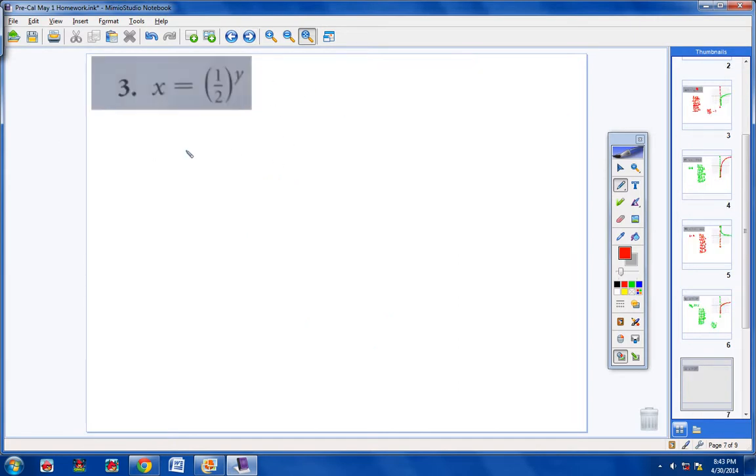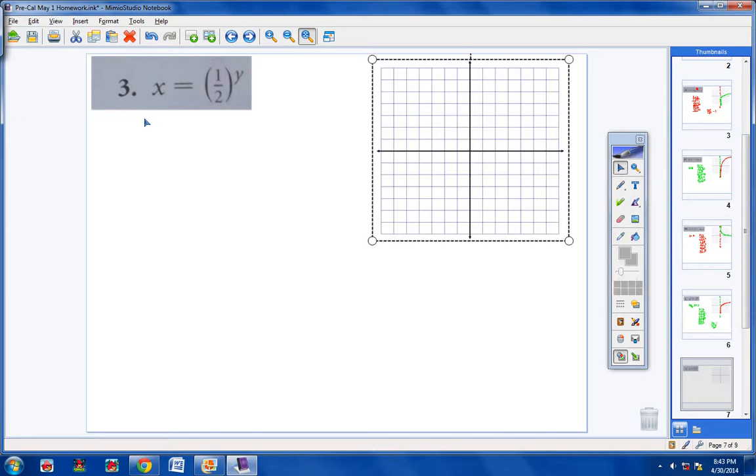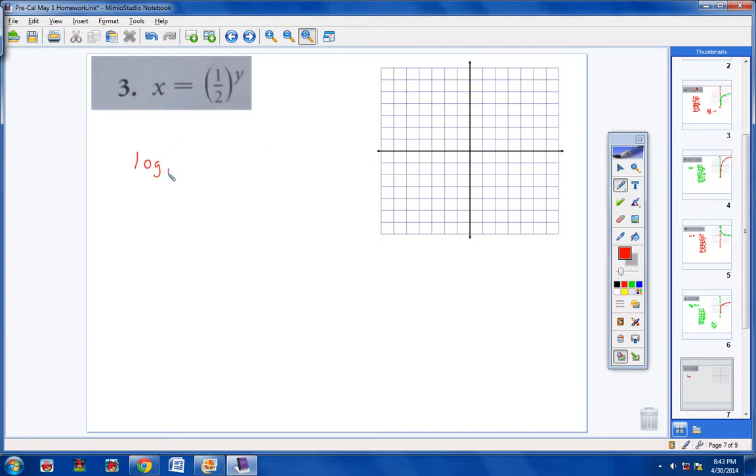Okay, number 3 once again is an exponential, but notice y is not all by itself, so because of that I want to encourage you to write this logarithmically. Okay, so your base is 1/2, so I'm going to write log base 1/2 of x equals y. And now we're ready to go, students. Look, take your argument and set it equal to 0. X equals 0, so I know my vertical asymptote will be at 0.